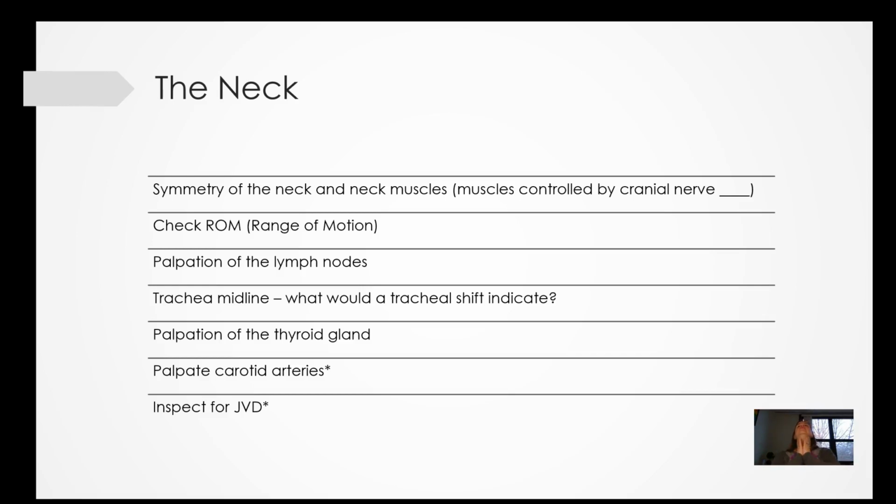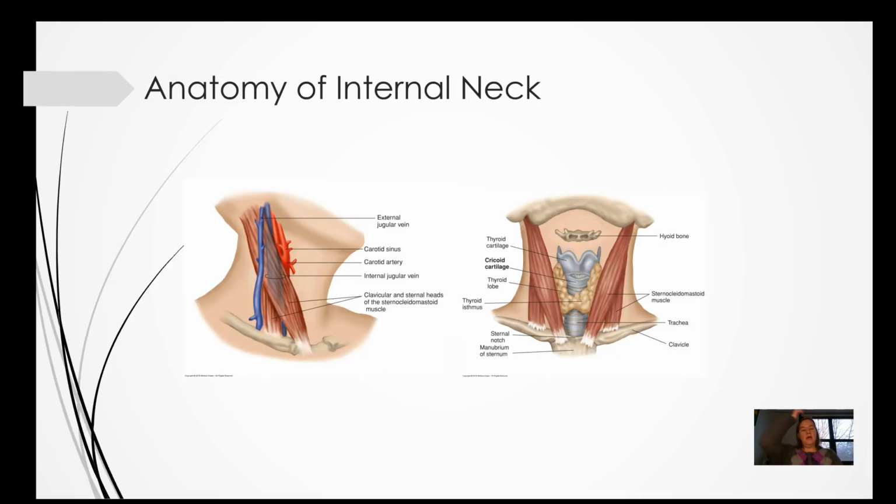I'm not going to teach you how to do it, but it does sit right here in the lower neck. You can inspect for JVD, and again, that was part of our cardiovascular assessment. If you look at the anatomy and physiology of the neck, you have some muscles that run along here. Your carotid pulses sit in front of the sternocleidomastoid muscle, and that's where you should be able to feel them.